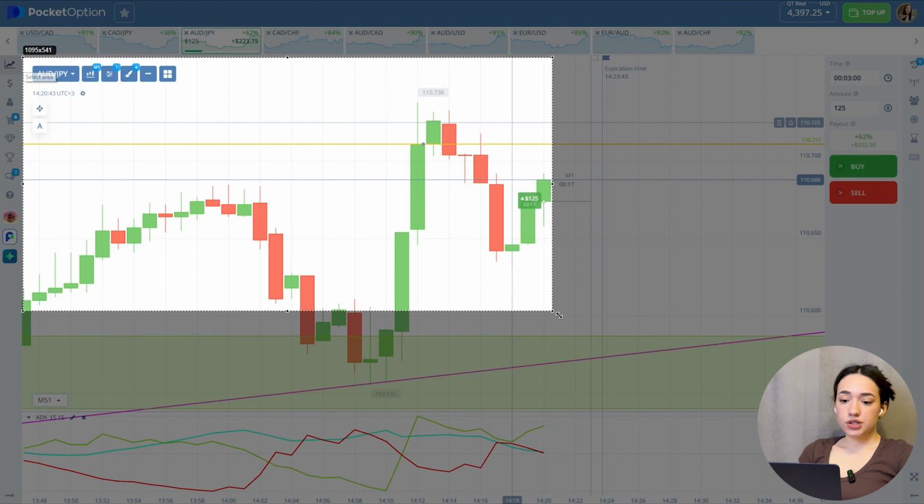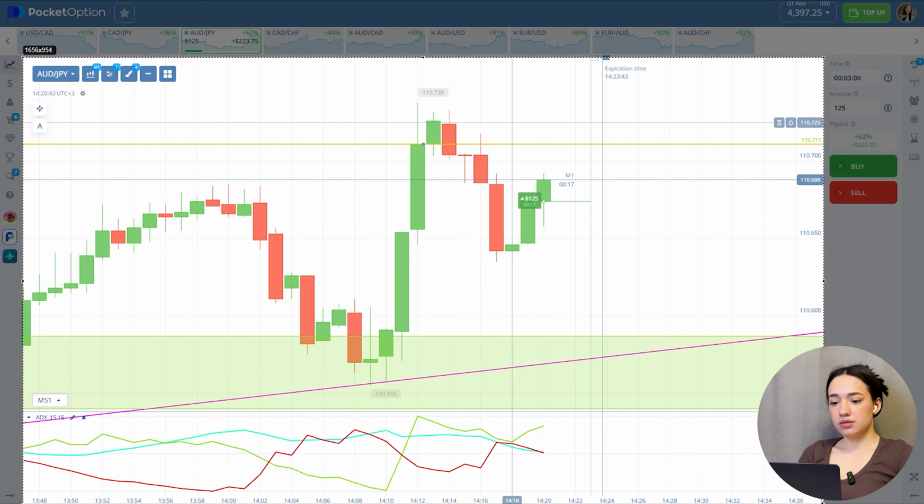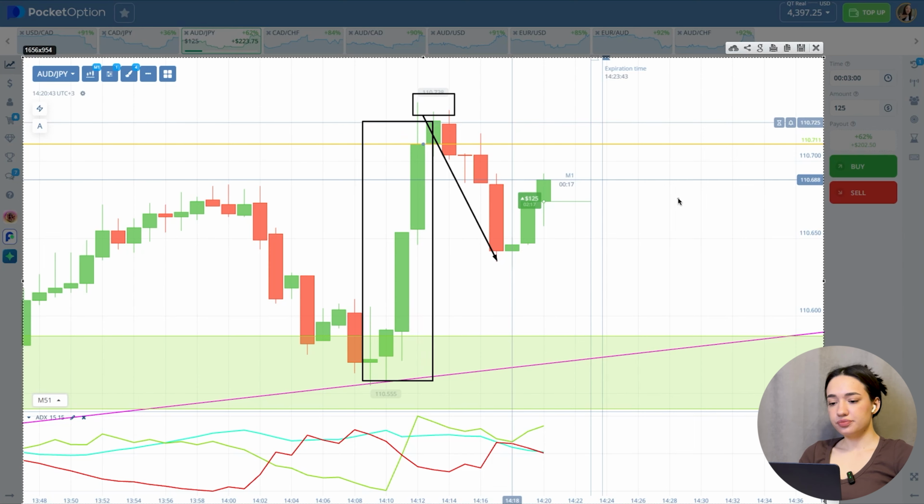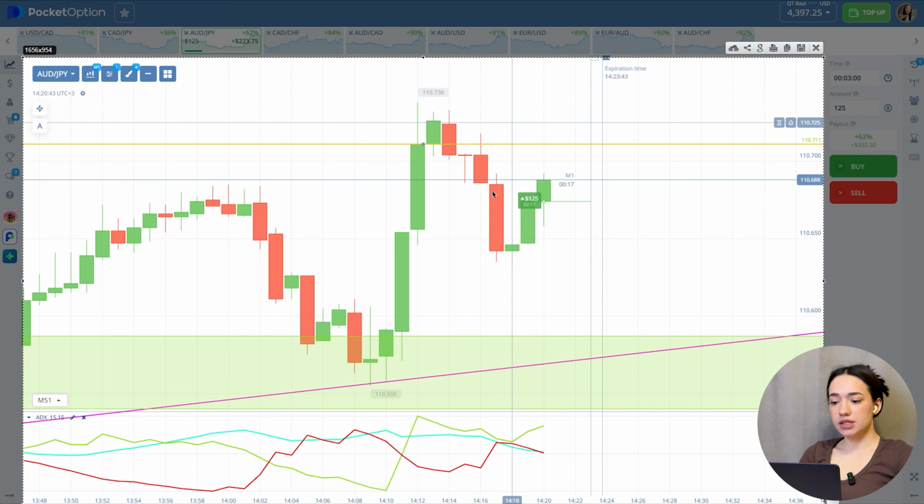And after that, of course, we see this pullback. In my opinion, after such an update, this pullback is quite logical, because here we saw quite strong volumes, and in this area it is actually quite difficult to select a precise entry point, but overall we can already see that the pullback might be finished.